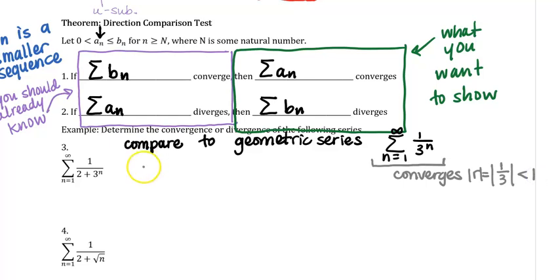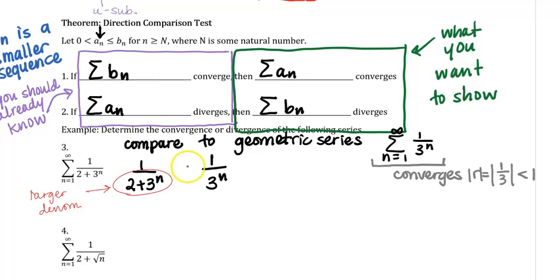Now we need to figure out what is the relationship between 1/(2 + 3^n), what's on the inside of the series we're trying to determine convergence or divergence for, and the series that we know, (1/3)^n. Depending on which one of these is larger or smaller, it's going to help us determine which one is a_n and which one is b_n in this test. The denominator on the left side is a larger denominator. When the denominator is larger, you have a smaller number. A larger denominator gives you a smaller number. So this is the relationship between these two series.